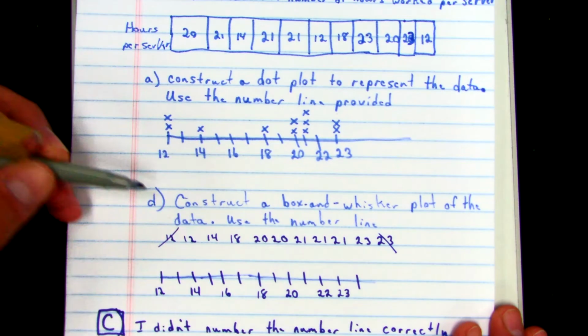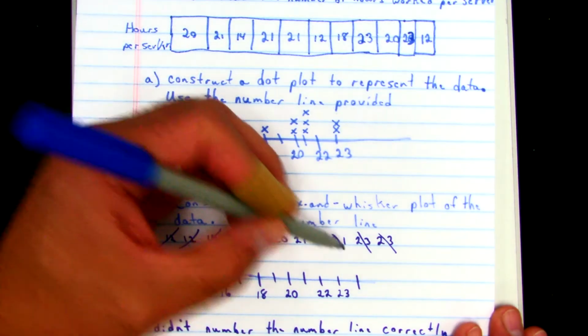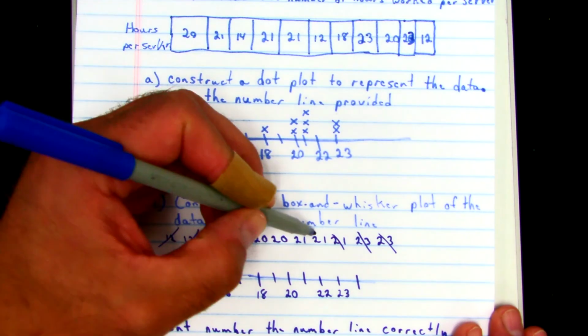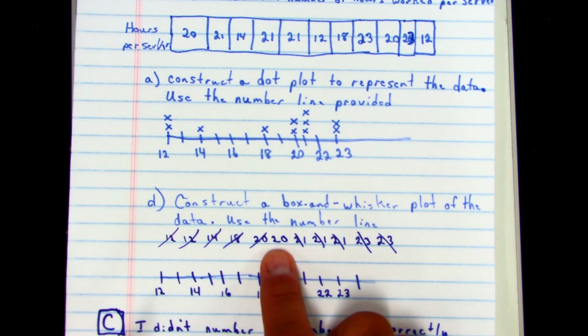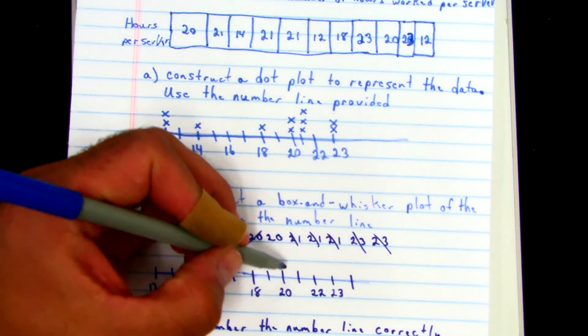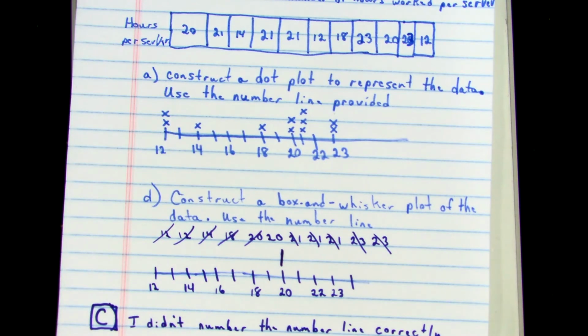So that's 1 from each side. That's 2 from each side. That's 3 from each side. That's 4 from each side. That's 5 from each side. The middle number is 20. So at 20, I would put the first part of my box.